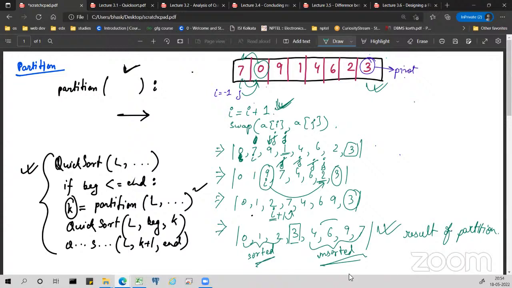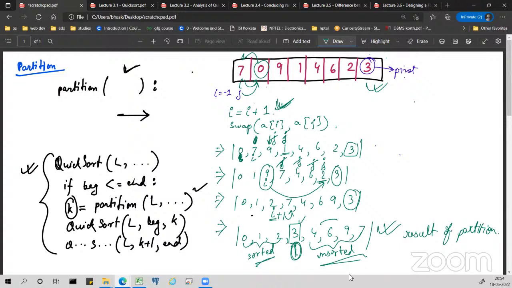Okay. So what does it guarantee? Another thing: what the partition algorithm returns is the index position of this value, because now you know the index of this value. That is 0, 1, 2, 3. In this case, the index is also 3. The k would be actually 3.